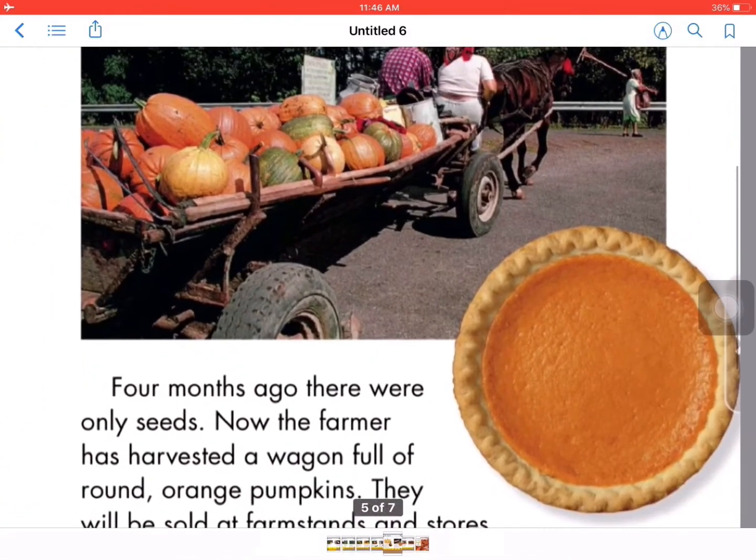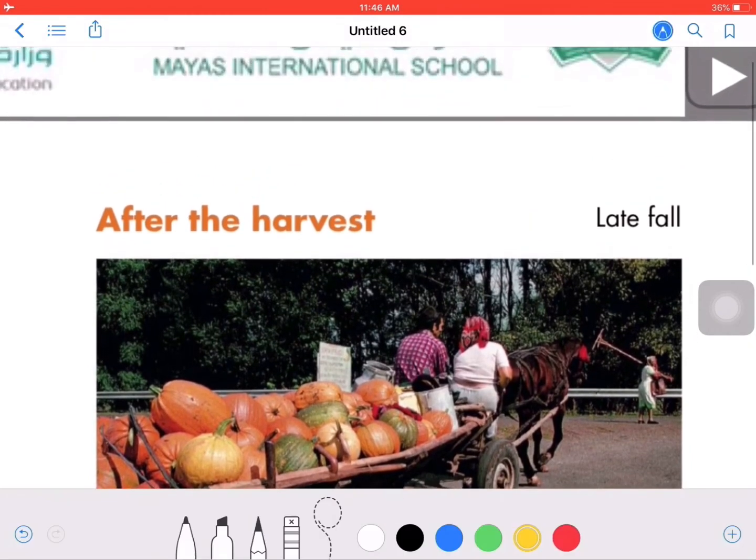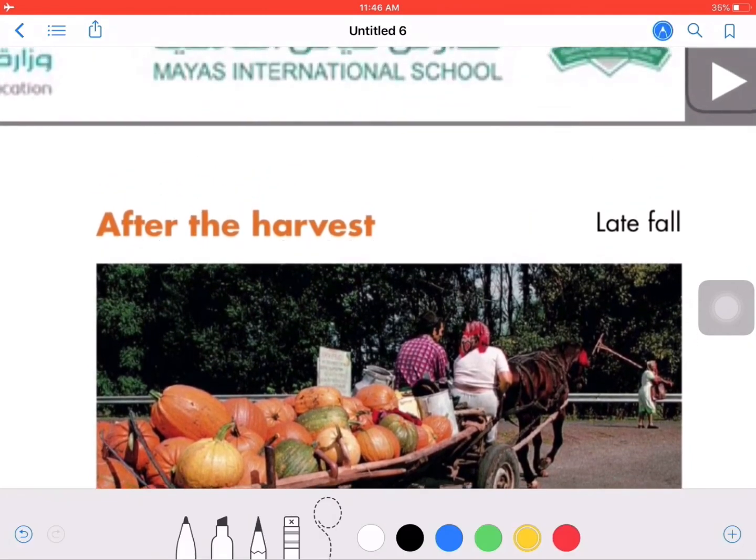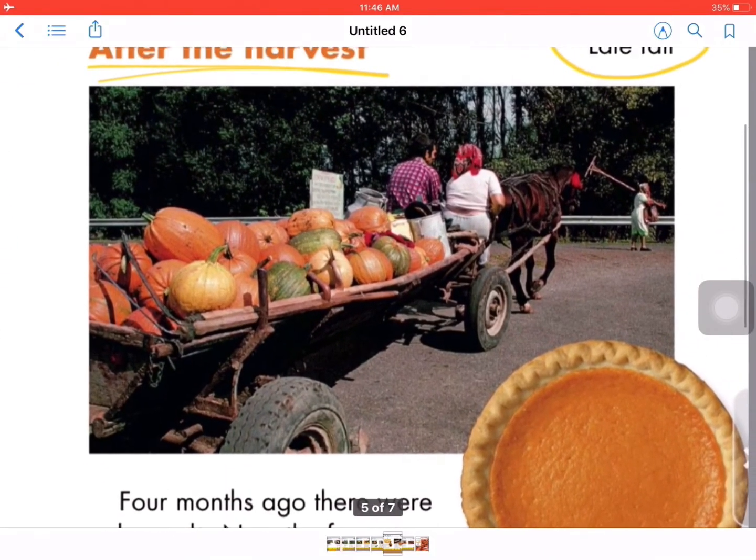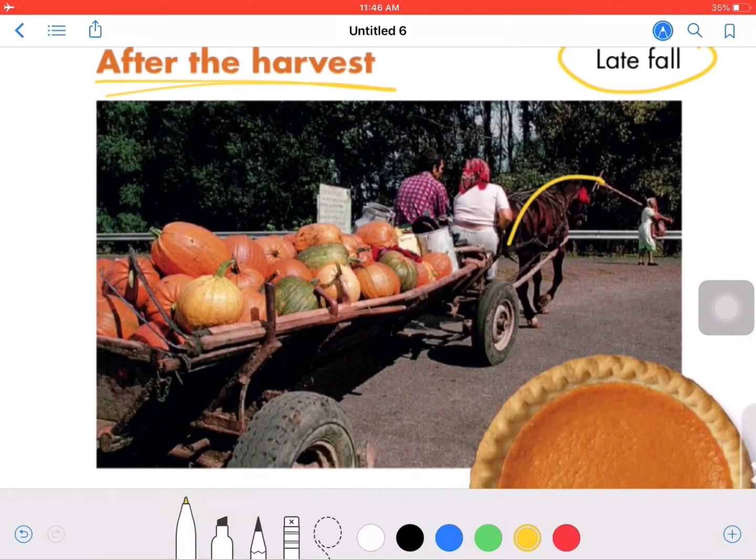Let's move to the next page. Here, what happened after harvest? After they take the crops, we said late fall. At the end of the fall, what will happen here? As you can see in the picture, here we call it the wagon.